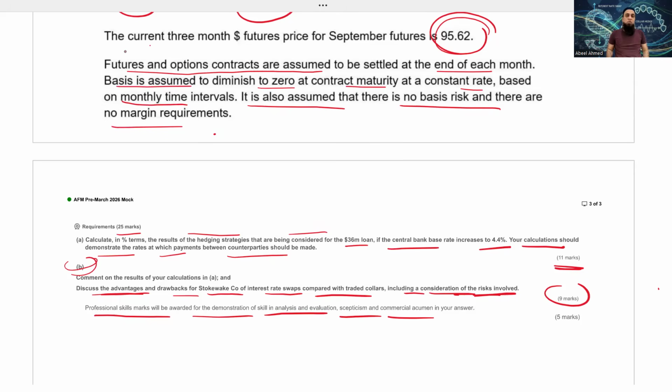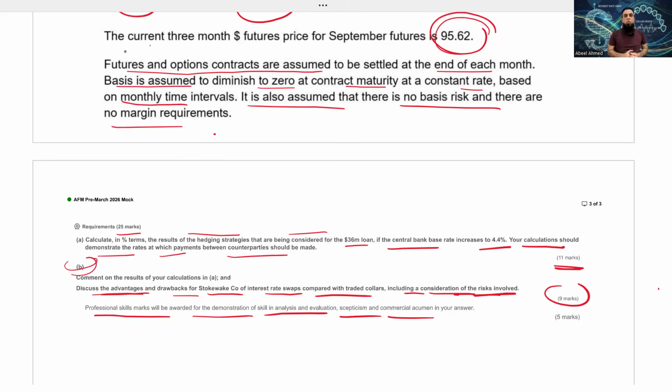Plus, another disadvantage under interest rate swap is that the interest rate becomes fixed for you, which means that in the future, if the interest rate falls, Stockwake will not be able to get the benefit, which is available under collar hedge. It is not available in case of interest rate swap. So these are the disadvantages. There's also one more disadvantage: if the counterparty defaults, you will be facing the risk of default. But Stockwake will not face that risk here, because Stockwake is not arranging the swap by themselves. It is through a bank.